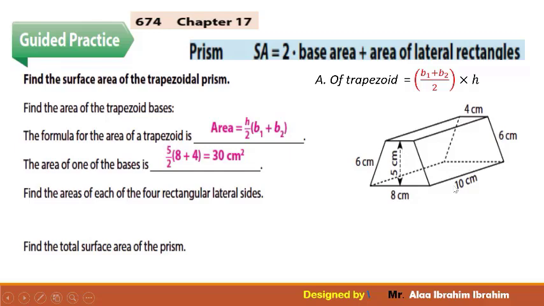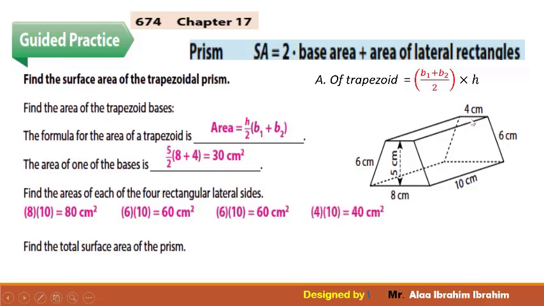So this is length, width, this is length, width. So I have to find 8 times 10, meaning this rectangle, and another area, length times width, meaning 6 times 10, another 6 times 10. So we make it together 2 times, the 2 rectangles, this one and this one. And the last one, 4 times 10. So these are all my areas, 4 laterals and 2 bases. I will repeat the base twice, 2 times 30. So 2 times 30 plus 80 plus 60 plus 60 plus 40. I have all your surface area now. If you add it up, it will be 300.